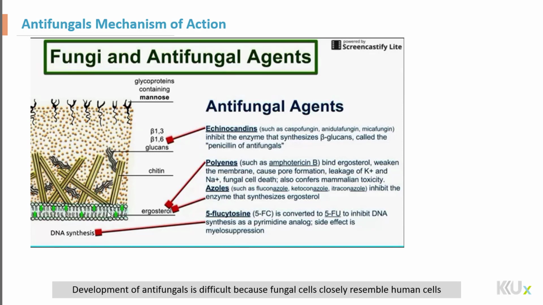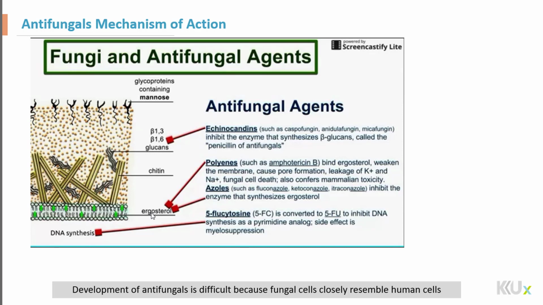Okay, so we have here in the cell wall ergosterol, which is a part of the cell wall. We have also chitin as part of the cell wall, beta-1,3 and beta-1,6 glucans, and mannose. Just like with the antibiotics, the antifungals work mainly on the cell wall. They also work sometimes on the DNA synthesis. Okay, first I'll start with the polyenes and azoles because they both work on the ergosterol.